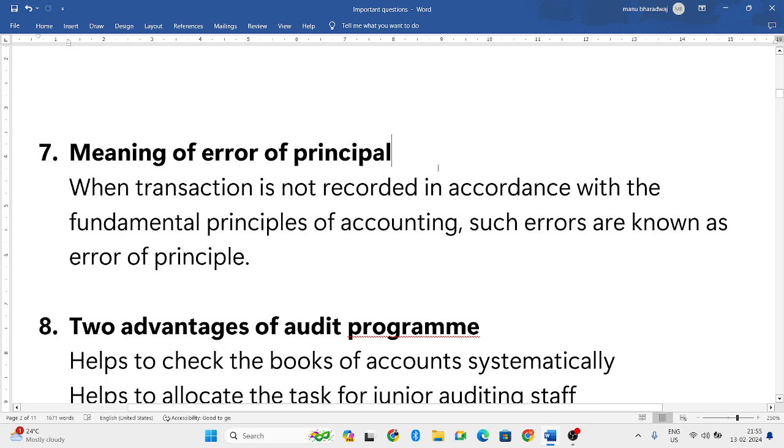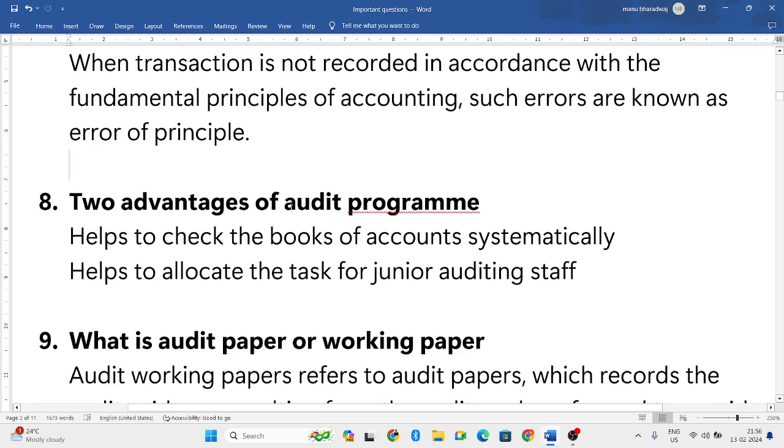Next, what is the meaning of error of principle? Again, this is a question from chapter number 1. When a transaction is not recorded in accordance with the fundamental principles of accounting, means you are not following any accounting standards or any accounting principles given by generally accepted accounting principles. If you record the transaction neglecting all these things, then it is known as error of principle.